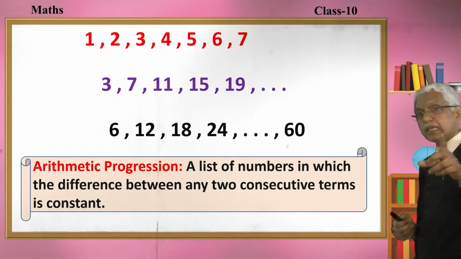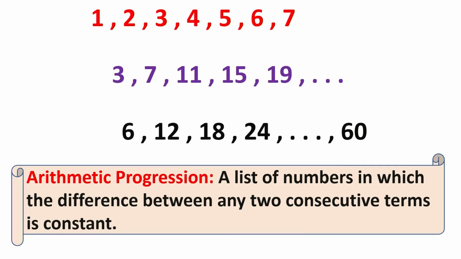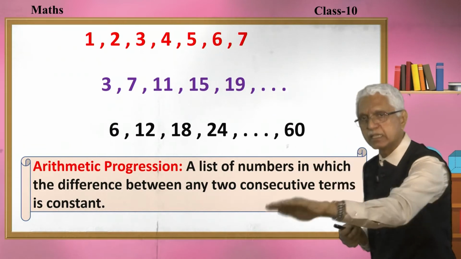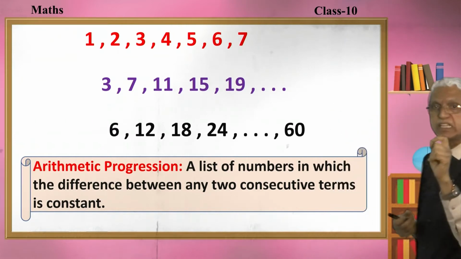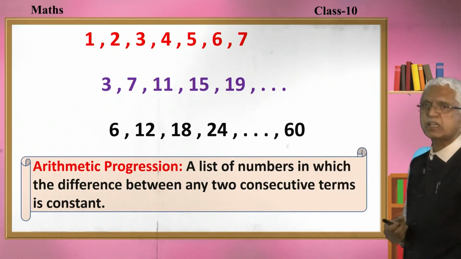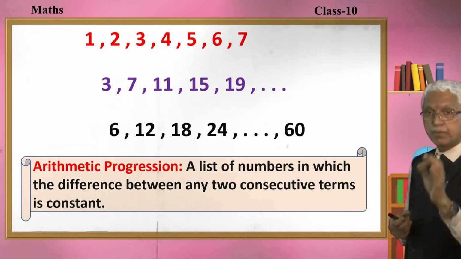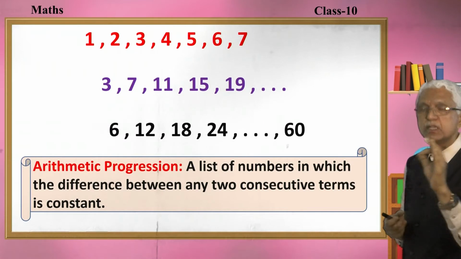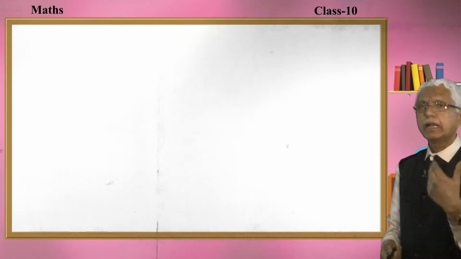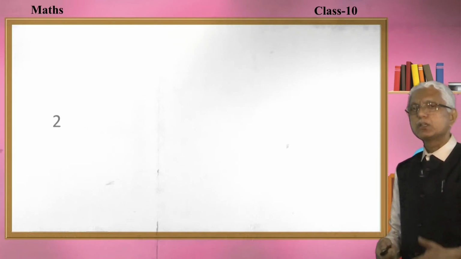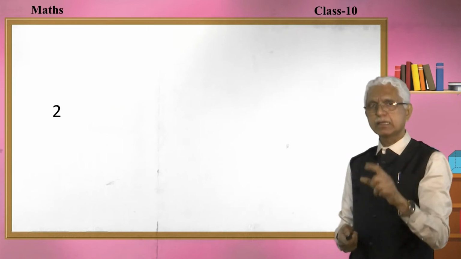Okay? So, these are the list of numbers in which the difference between any 2 consecutive terms is a constant. Consecutive terms: second and third term, or the third and the fourth term, or the fourth and the fifth term. You take any 2 consecutive terms, they have a constant difference, and such a list of numbers having a common difference between any 2 consecutive terms is called an arithmetic progression. Now, my dear children, let us proceed with the lesson to understand some more. I have taken a number 2.